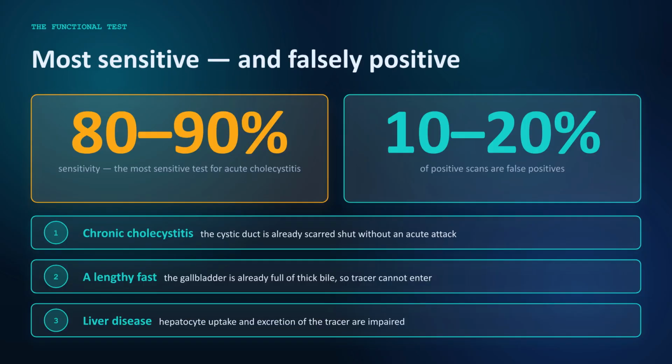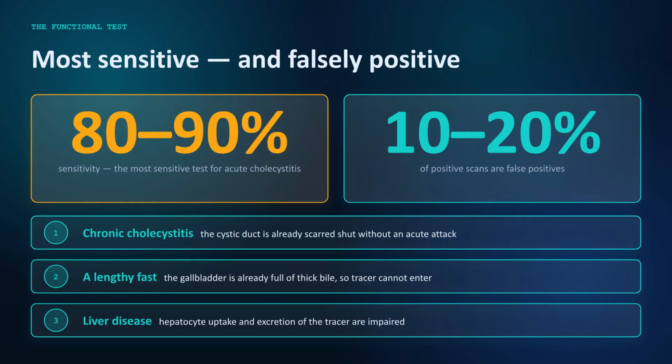How good is it? The hepatobiliary scan is the most sensitive test we have for acute cholecystitis, in the range of 80 to 90%. But between 10 and 20% of positive scans are false positives, and you need to know why. First, chronic cholecystitis can leave the cystic duct scarred and obstructed with no acute attack at all. Second, a lengthy fast leaves the gallbladder already full of thick, concentrated bile, so fresh tracer cannot get in. Third, significant liver disease impairs uptake and excretion. Always read it against the clinical picture.